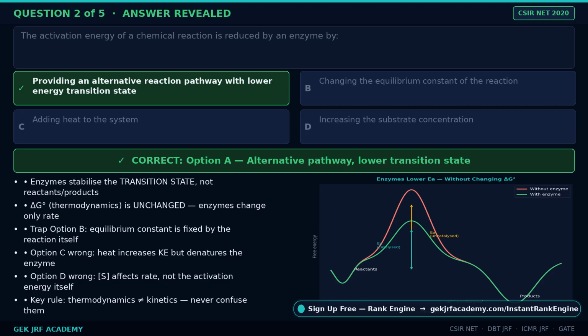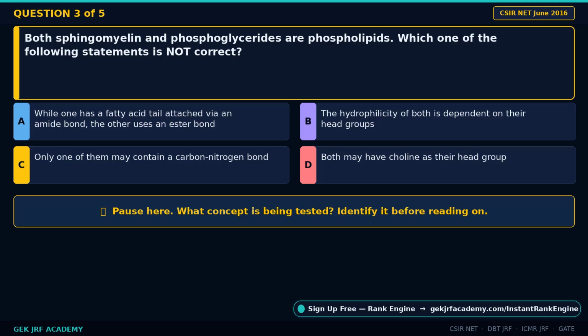Framework. Always separate thermodynamics from kinetics. Enzymes are kinetic catalysts, not thermodynamic modulators. Question 3. Both sphingomyelin and phosphoglycerides are phospholipids. Which one of the following statements is not correct?